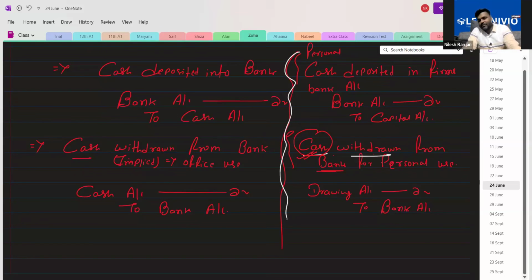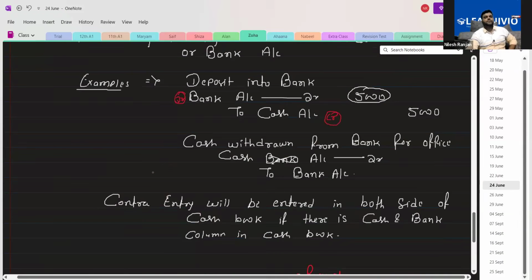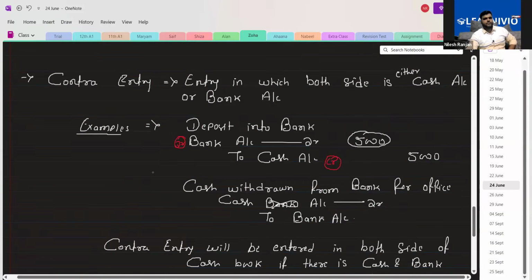But you have to remember that only simple cash deposited into bank, and cash withdrawn from bank for office use, are contra entries. All the other items are not contra. Okay, so you know how to identify now. Yeah, I know how to identify, because when I was doing questions I made so many mistakes regarding that only, and I got the wrong balance.